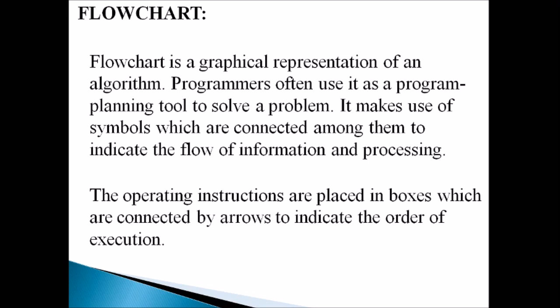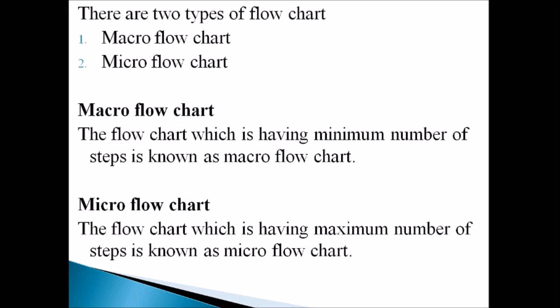In case the source code has any processing statements like addition, subtraction, multiplication, it should have a unique symbol. And to connect all the symbols, we are going to use the arrow mark. The arrow line will be used to connect all the symbols and also to indicate the flow of the processing direction. We can say there are two types of flowchart. One is macro flowchart and another one is micro flowchart.